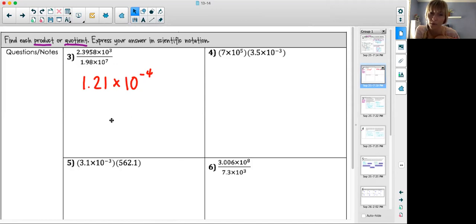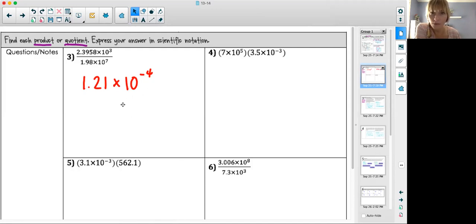Take a look at that on number 3. You type those in, divide the coefficients, you should get 1.21. 3 minus 7 is -4. Now we got used to with our last exponent stuff, we always said never leave a negative exponent in your answer. Well, guess what? With scientific notation, scientists do it all the time, so it's completely accepted notation to leave that negative exponent. But remember, it just represents a place value.